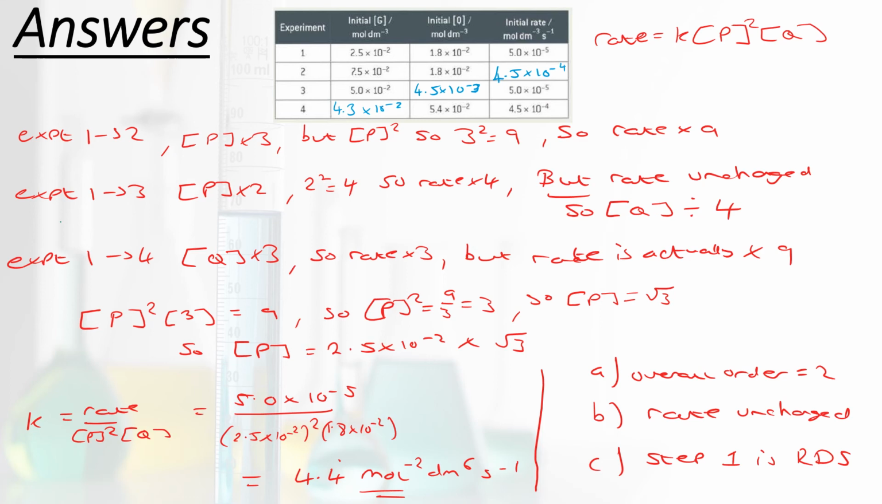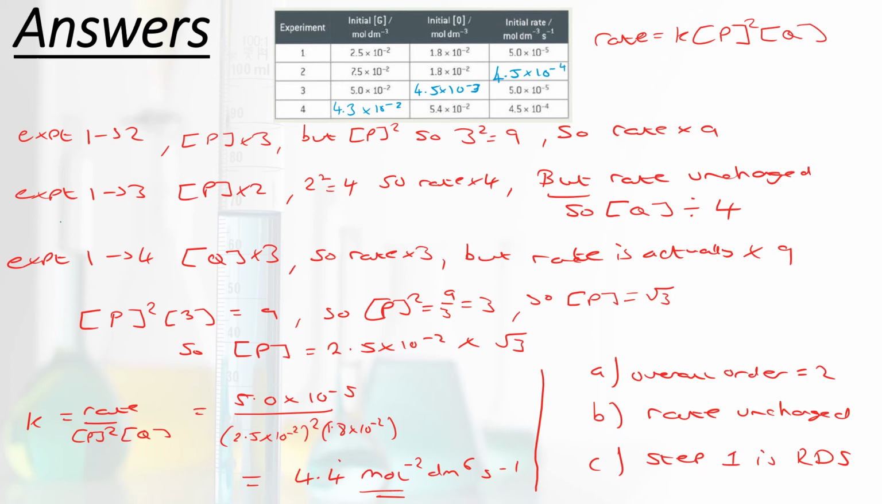So I'm going to compare experiments 1 and 2. Between experiments 1 and 2, the concentration of Q is unchanged, but the concentration of P has been multiplied by 3. Now we go to our rate law. We know that P is squared, so it's second order with respect to P. And so we have to do 3 squared, which is 9. And so the rate is increased by 9. And if we do 5 times 10 to the minus 5 times 9, we end up with 4.5 times 10 to the minus 4.